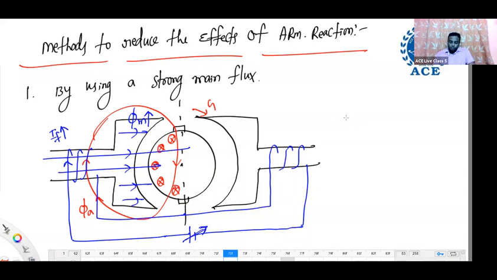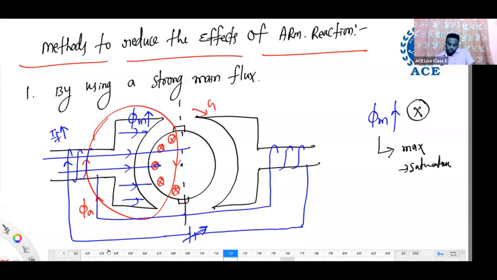But here another drawback is, can we increase the strength of main flux to whatever magnitude we want? No, because we can increase the main flux only up to some maximum value. After that the poles will saturate. So there is a limitation here. We can increase the flux only a little. That's why practically we don't use this method.